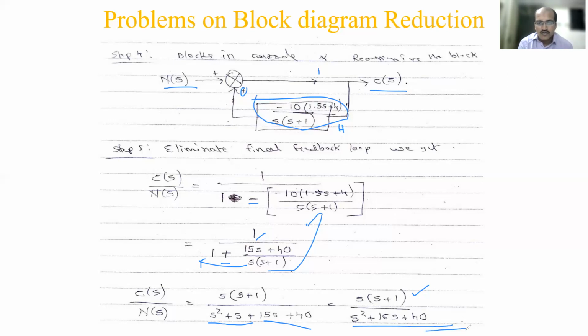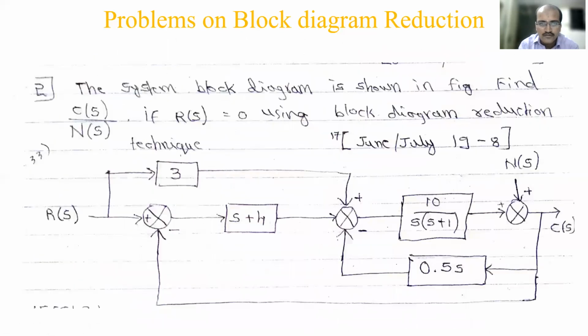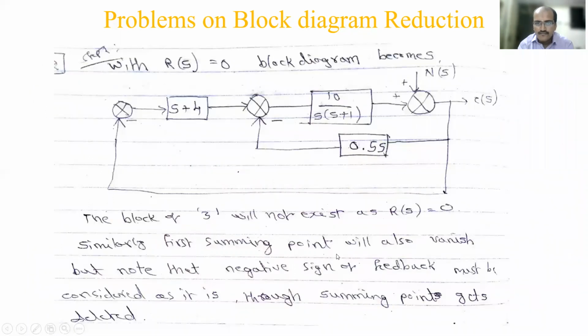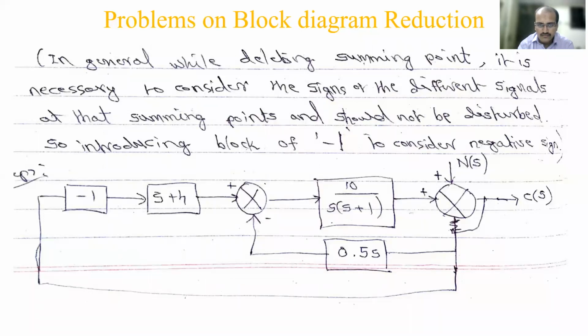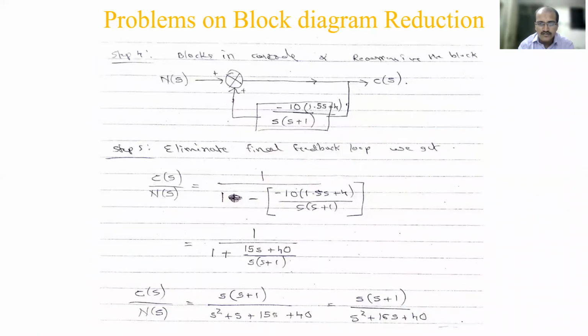So this was the problem. Very simple, the only thing is you have to have a very good grip over the block reduction rules. This is the problem they have asked. We just removed the R(s) part and this block. Then this minus summing point we removed, and minus 1 we introduced. Then this minus (s + 4) and this 0.5 s are in parallel, so we added them. This is how we keep on doing it. This is the final answer.